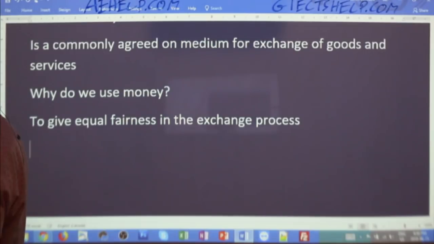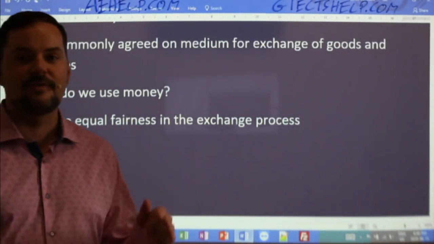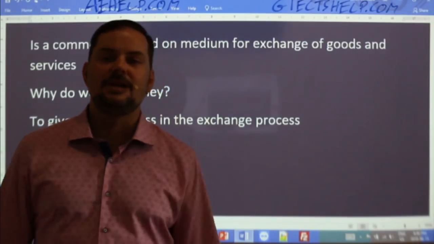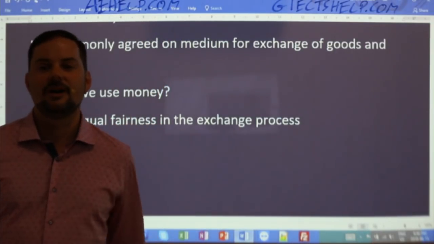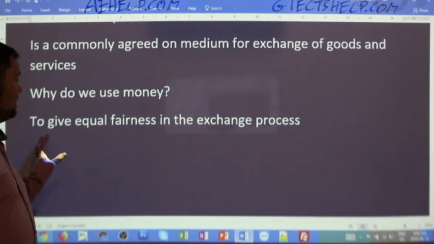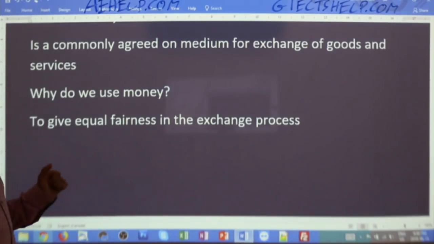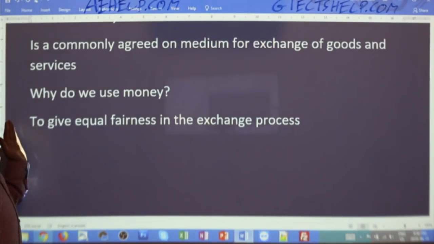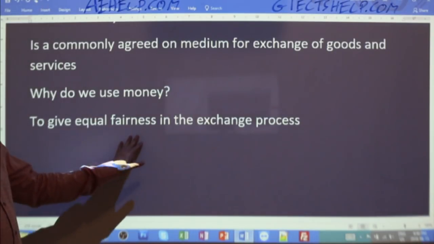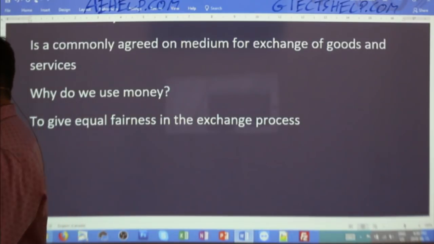Sure. So the hamburger costs $5 for you. It costs $5 for everybody. Just because Pete is my buddy, I'm not going to charge him only $3 because then I'm taking away from my business. So the reason why money came into being, now of course we could argue this all day that this isn't the way it's working anymore, but the bottom line idea behind money is to give equal fairness in the exchange process, okay? Yeah, it's to bring about equality.